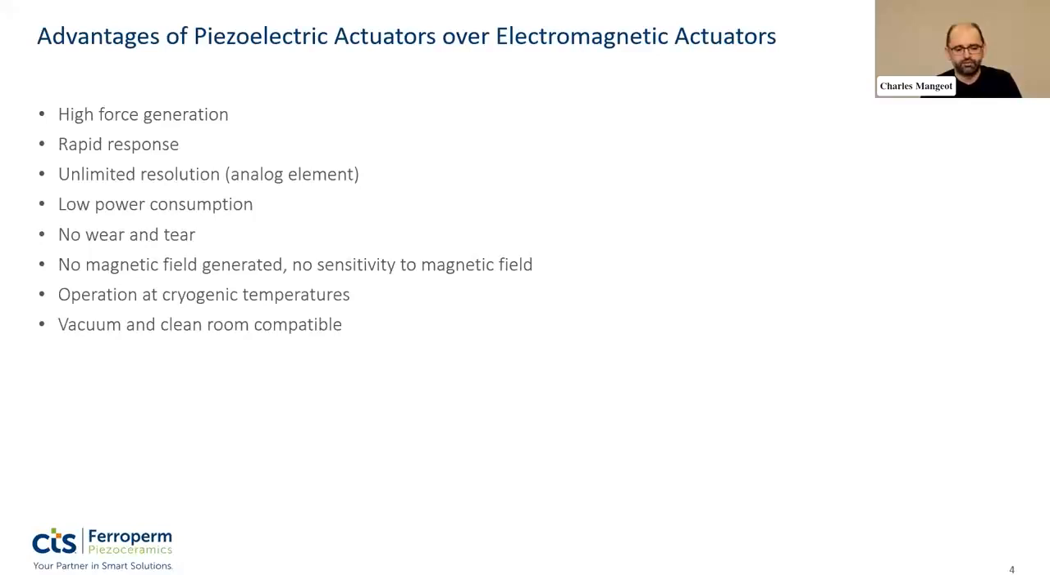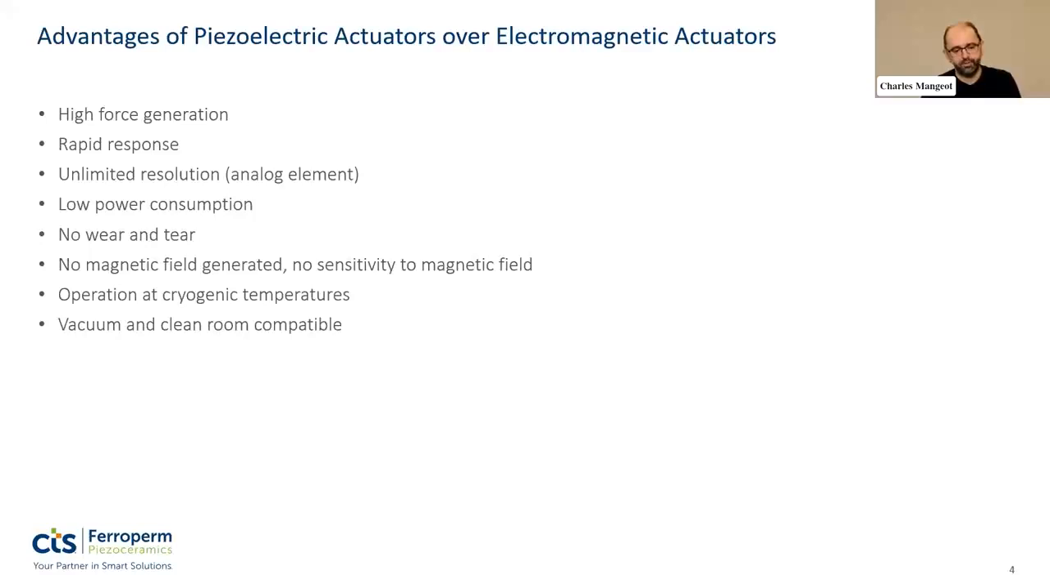Also, we have no wear and tear. There are no moving parts relative to each other. Obviously, we are changing the shape of the actuator, but there is no friction, which means we can have a very long lifetime for the parts. We're talking about billions of cycles without any change in properties.